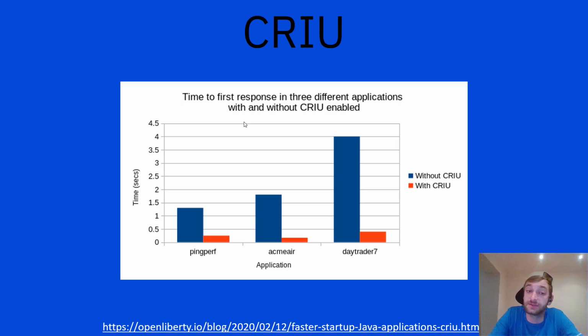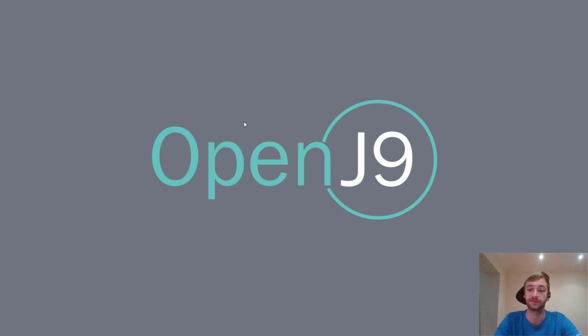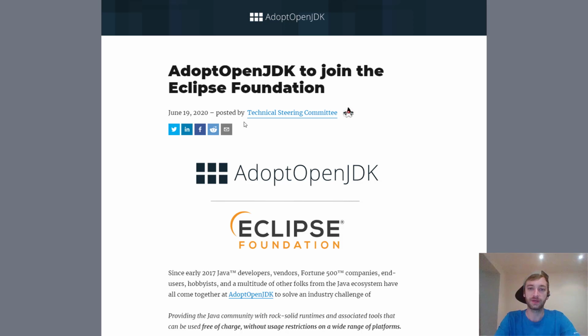But as you can see, the startup time is really, really low with this technology, so it definitely has its benefits. So yeah, just a summary. OpenJ9 together with OpenLiberty work really well and have really good performance benefits. So now we're going to talk a bit about OpenJ9.